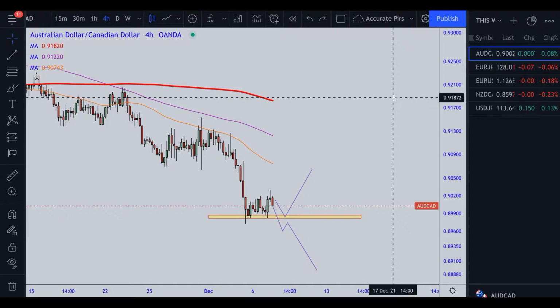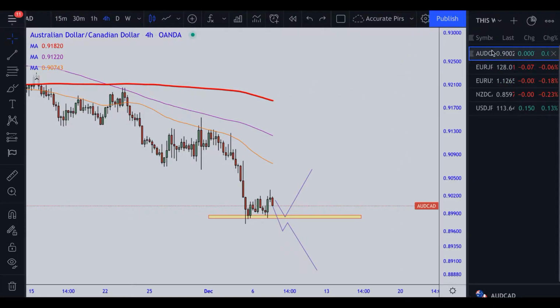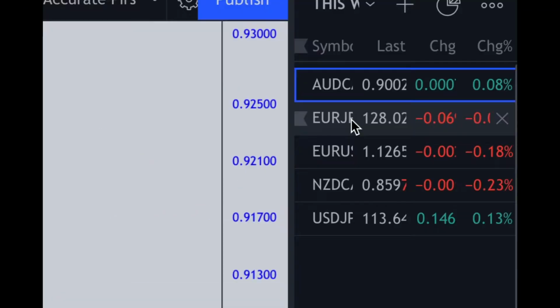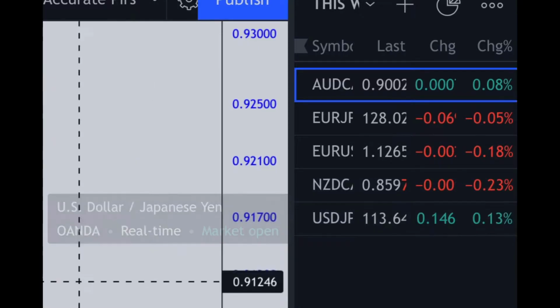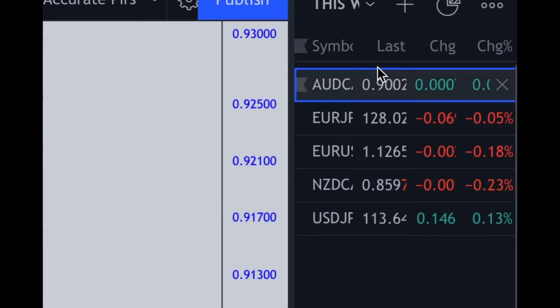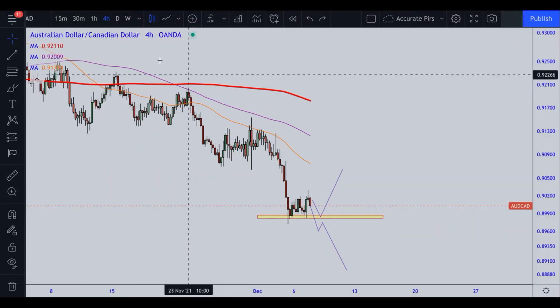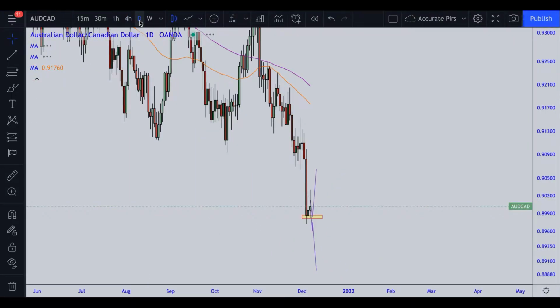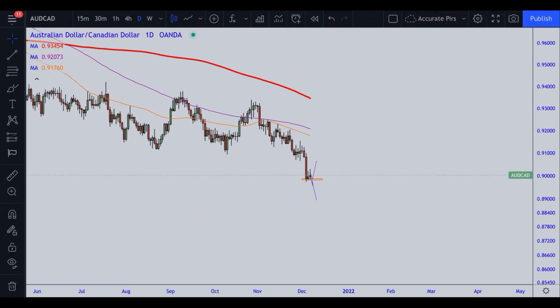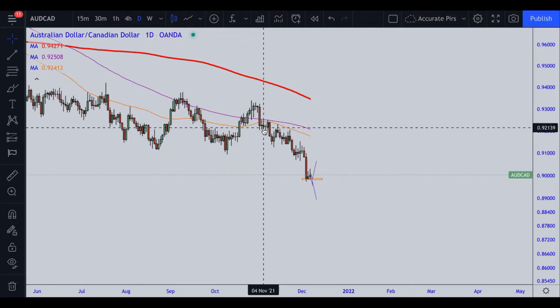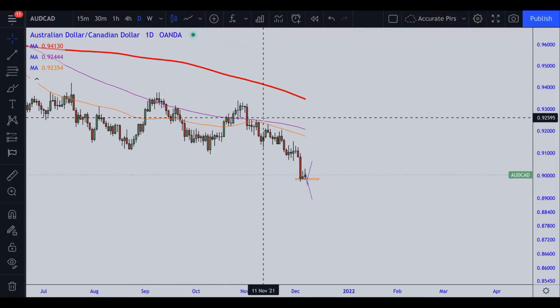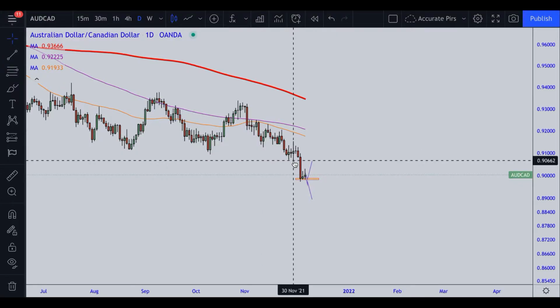So right, on this week's watch list, I've got my eyes on 5 pairs. As you can see on the right side of the screen: AUDCAD, EURJPY, EURUSD, NZDCAD, and USDJPY. So starting off with AUDCAD. With AUDCAD, we're going to look at it on a daily time frame. AUDCAD has been in a downtrend, similar to AUDJPY at the end of October. We can see here on the daily time frame, it's just been trending towards the downside.